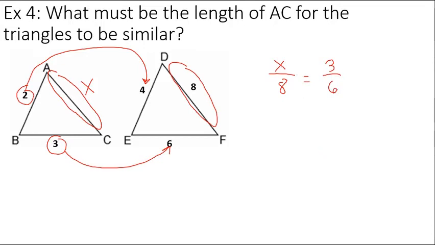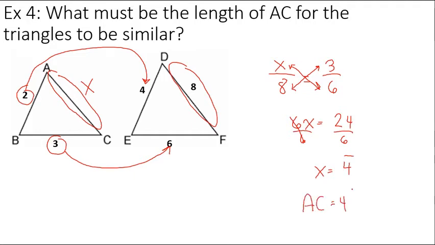Okay, so X times 6 gives me 6X. 8 times 3 is 24. So you just multiply these two, and cross multiply with these two. Now divide this by 6. X equals 4. Or actually, not X equals 4, but we're going to say AC equals 4.